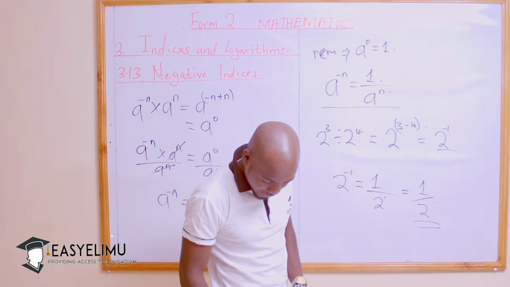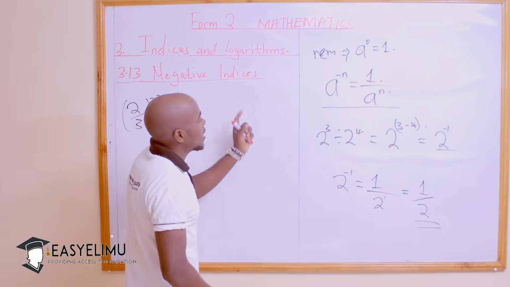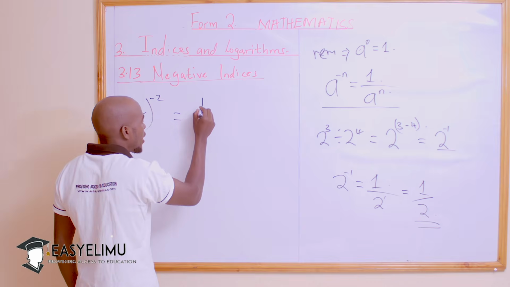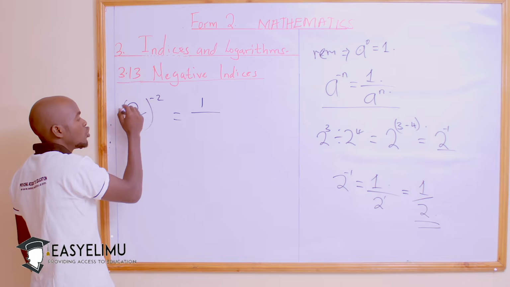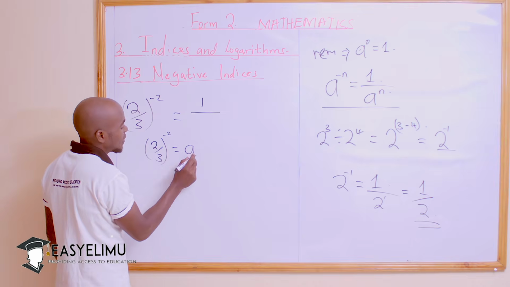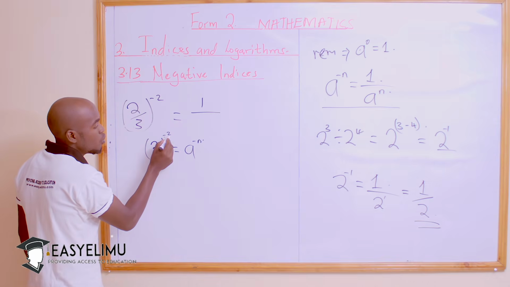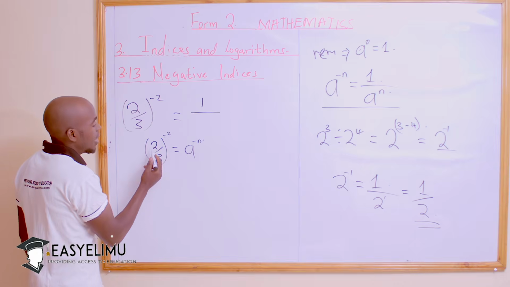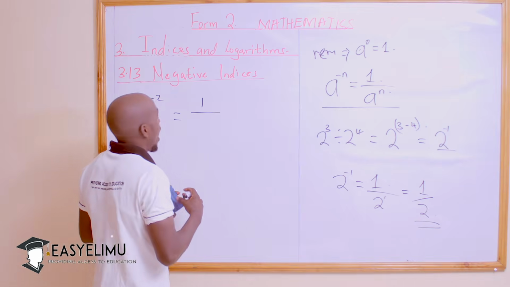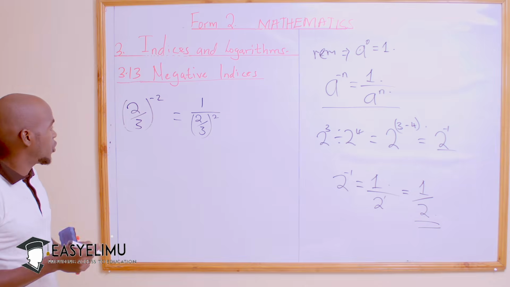In case we have another example such as 2 over 3 raised to negative 2, considering the same law of negative indices, this is the same as writing 1 over 2 over 3 raised to 2. Here 2 over 3 is our a, and negative 2 is our negative n. So we can rewrite it in that form, and we shall have 1 over 2 over 3, but now the power will be positive. So that is what we shall have.